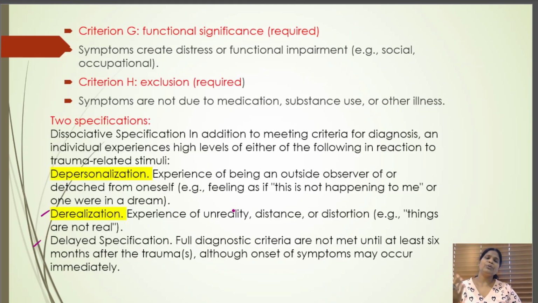Now, coming to other criteria like G, functional significance is required. That is, symptoms create distress and functional impairment. That's what I said. Then criterion H, it is an exclusion criterion. That means symptoms should not be caused due to medication, substance abuse, or other illness.